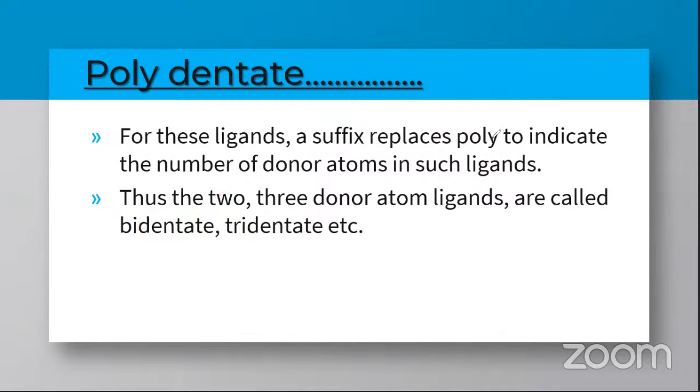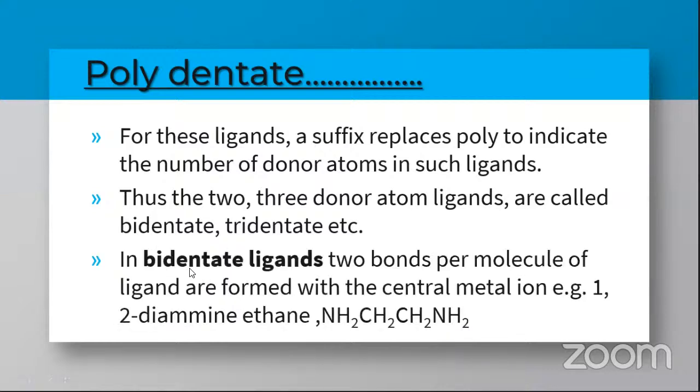All these ones we are looking at so that they can help us when we come to naming complexes, because we need to know when to use the word dentate, when we use the word bi, and when we use the word tri. Then we say that in bidentate ligands, like I said, two bonds per molecule of a ligand are formed with the central metal ion.